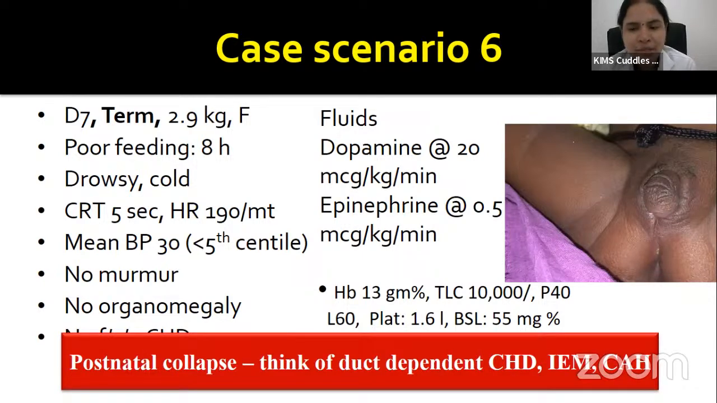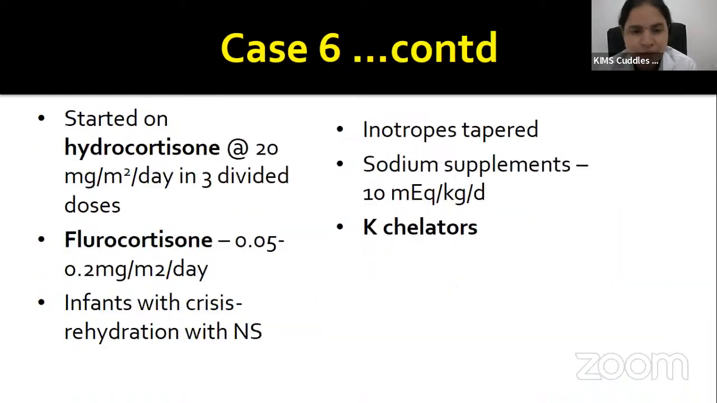So in any baby presenting to us with a postnatal collapse, think of a duct-dependent CHD or an inborn error of metabolism or congenital adrenal hyperplasia, of course, in addition to other causes in our country, including sepsis. So this baby had to be managed with hydrocortisone at 20 milligram per meter square per day in 3 divided doses.